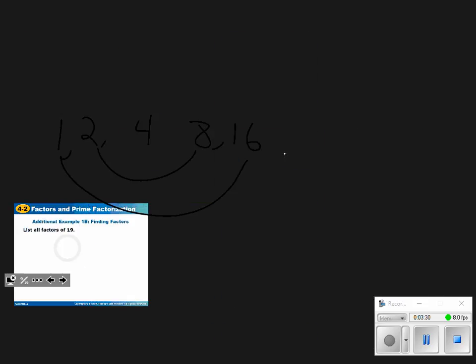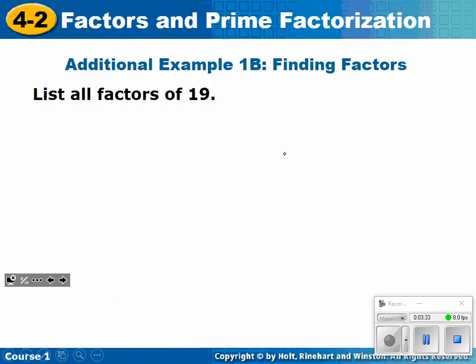Show you what I mean. List all the factors of 19. See, 1 and 19, right? Does 2 go in there? Does 3 go in there? Does 4 go in there? Does 5 go in there? Let's just think about this, though, for a second. 5 times 5 is 25. We're already over 19, right? We're done.